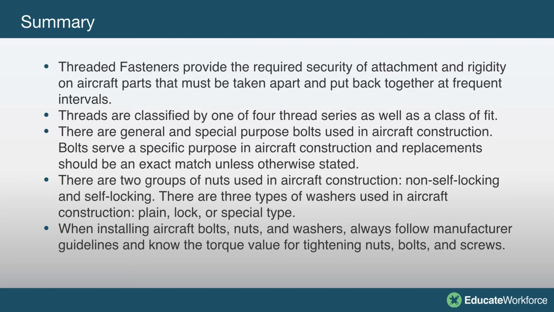A bolt is going to serve a specific purpose in aircraft construction, and replacements should be an exact match to what the parts manual says, not what you pulled out of the aircraft, because you don't know who put the one in before you. You can only assume it was the right bolt, so always refer to the parts manual when installing a bolt. There are two types of nuts used on aircraft: non-self-locking and self-locking. There are three types of washers: plain, lock, and special. When installing bolts, nuts, and washers, always follow the manufacturer's guidelines. Know the torque value and make sure that all your hardware is properly torqued and secured.